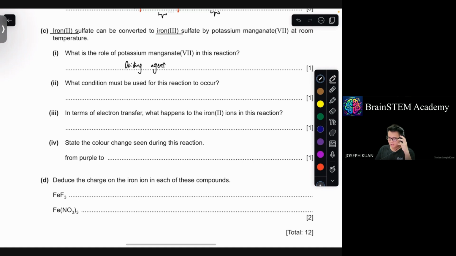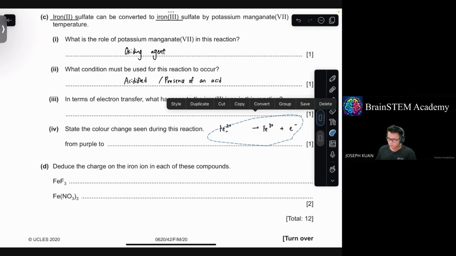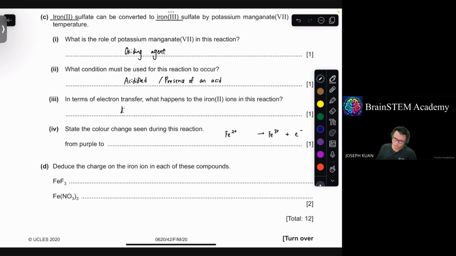2. What condition must be used for this reaction to occur? It must be acidified. Right? Or you can say presence of an acid. Without acid, it doesn't work as an oxidizing agent. 3. In terms of electron transfer, what happens to iron(II) ions in this reaction? So iron(II) ions, in order to convert to iron(III) ions, have to give away an electron. All right, so this equation is not needed. You just need to mention in terms of electron transfer. So you can just say 1 electron is lost.